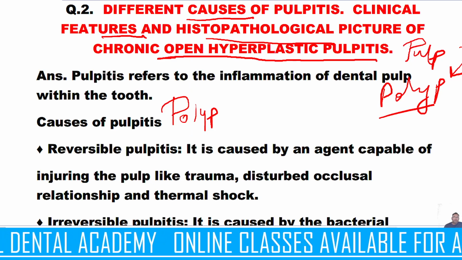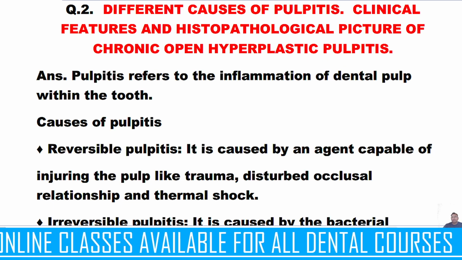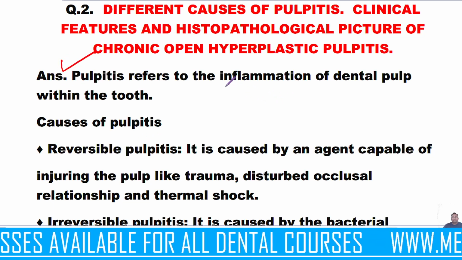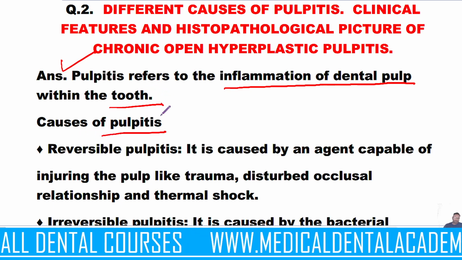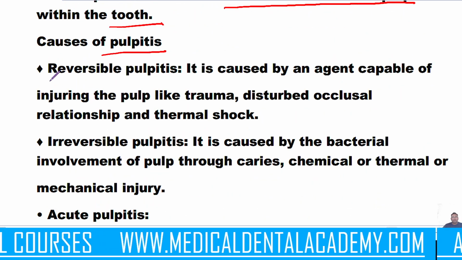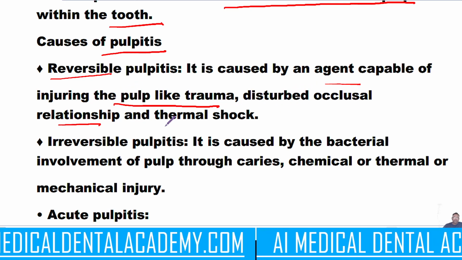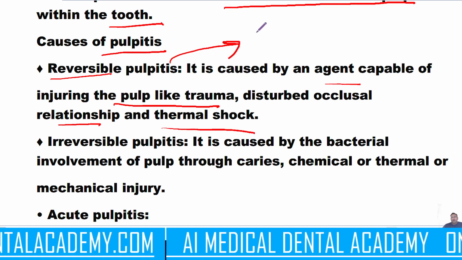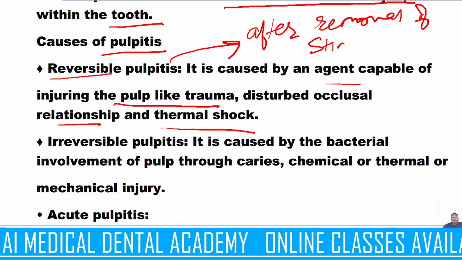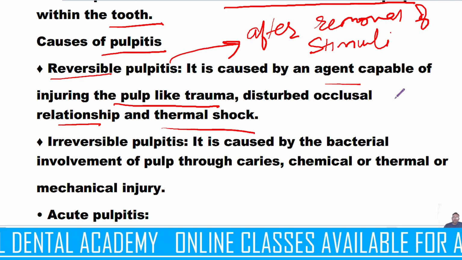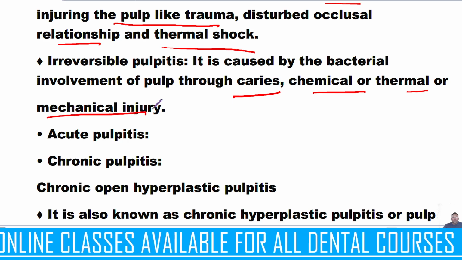Okay, so now, when you already know acute reversible and irreversible pulpitis, this question will be easy for you to answer. Pulpitis means inflammation of dental pulp within the tooth. As I told you, causes of pulpitis we have already discussed. In reversible, we have only some agents which are able to disturb the pulp, like trauma, disturbed relationship and thermal shock. But in reversible, after removal of stimuli, the pain will go. In irreversible, the pain will persist even after removal of stimuli. Its causes are caries, chemical, thermal, and mechanical injury.